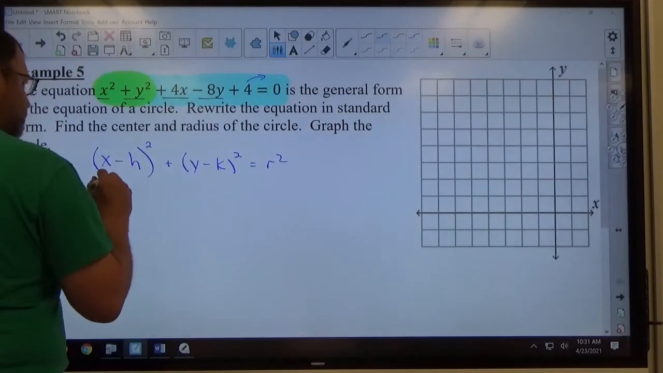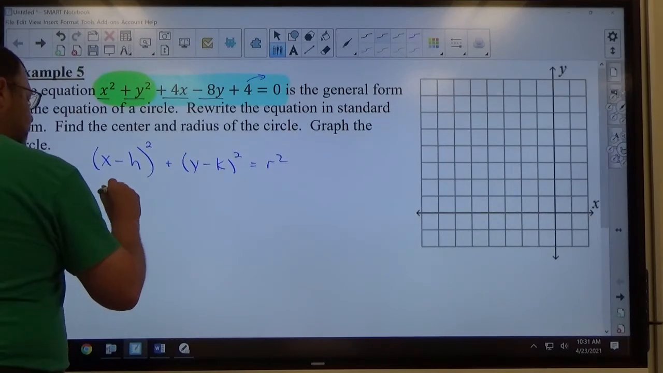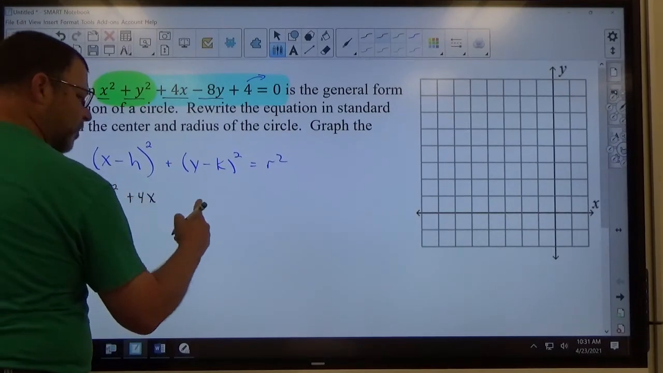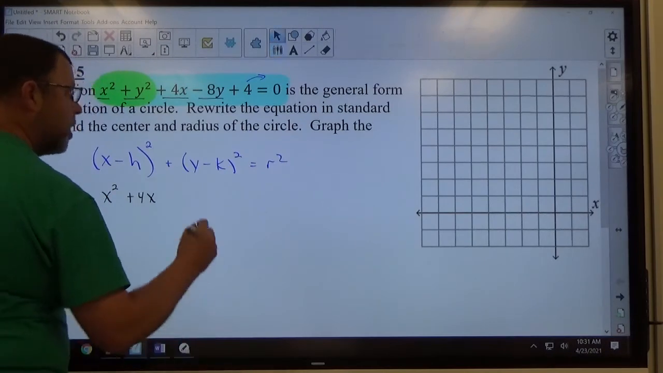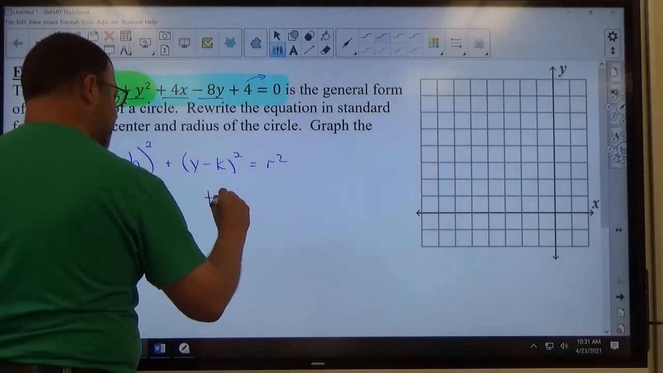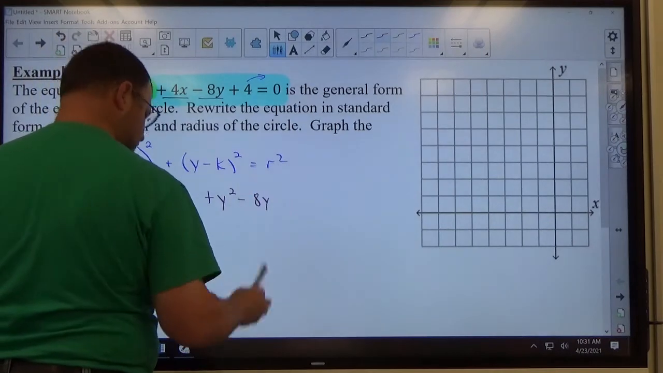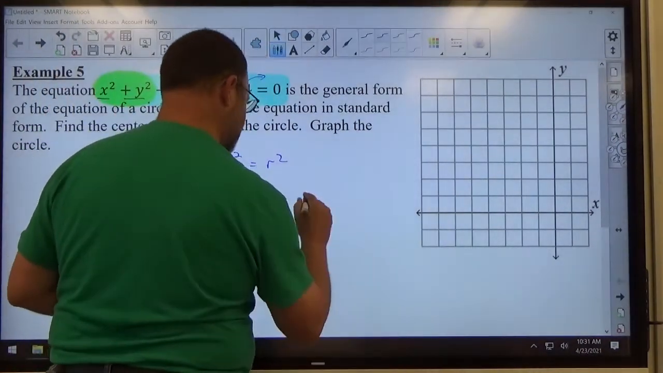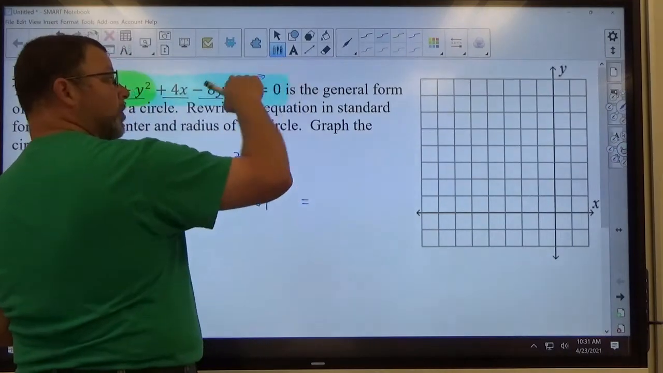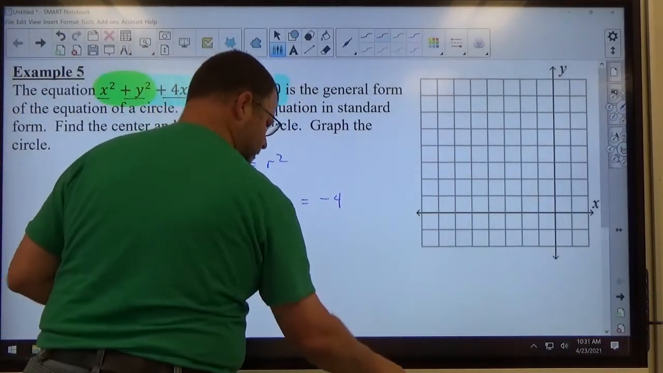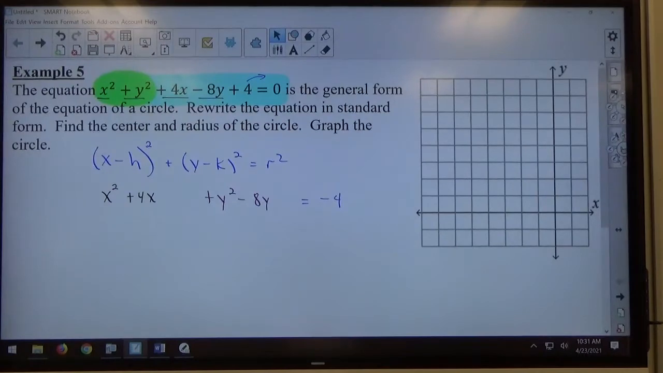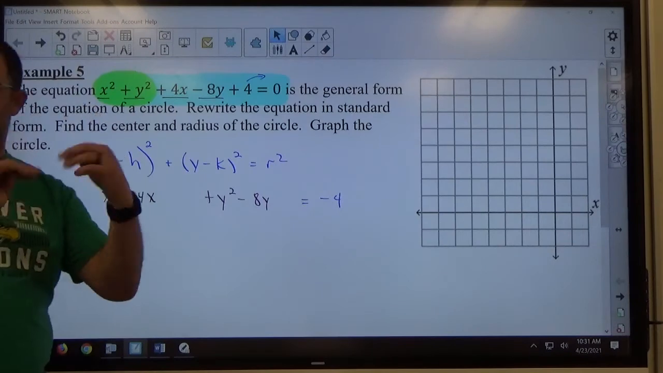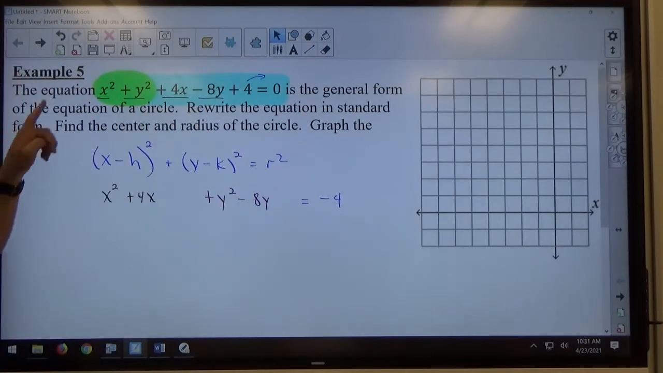So if I do that, my paper is going to look like this. X squared plus 4x, leave a little bit of space. Then I'm going to put plus y squared minus 8y, leave a little bit of space, put equals, and then 4 moves across the equal sign, becomes its opposite, negative 4. So that's our first step in getting from general to standard form structure. X's get grouped, Y's get grouped, numbers get moved to the other side.